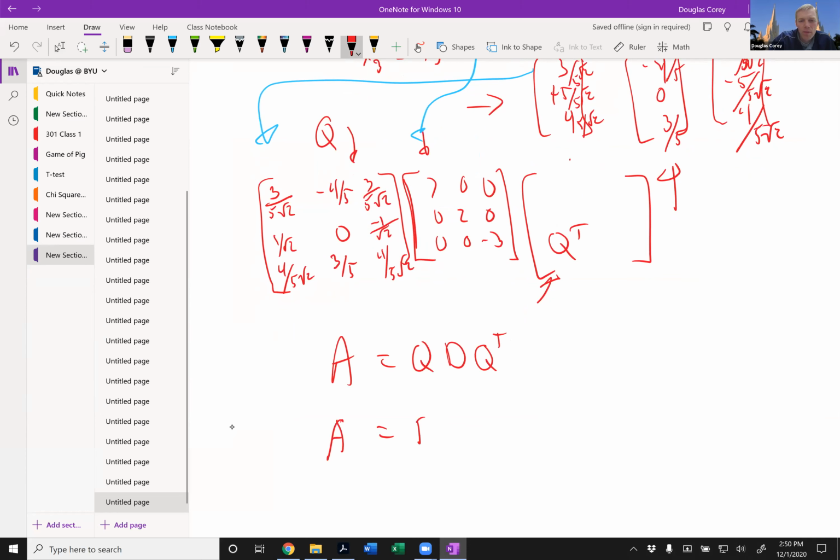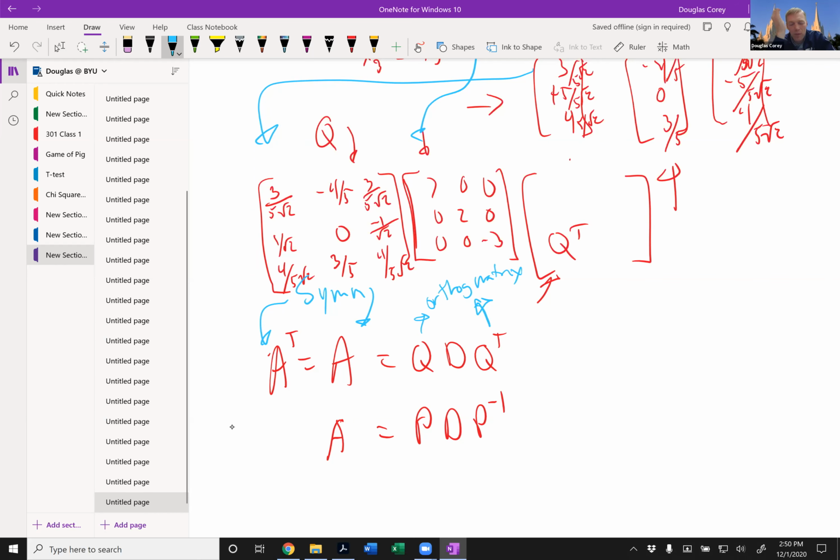So, PDP inverse. So if A is symmetric, so here maybe I should do it this way. A transpose equals A. So this is symmetric now. If A is a symmetric matrix, then Q here is an orthogonal matrix. Both of these are orthogonal matrices.